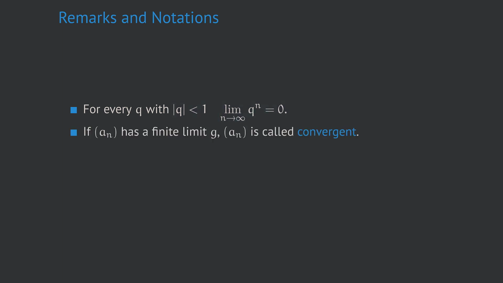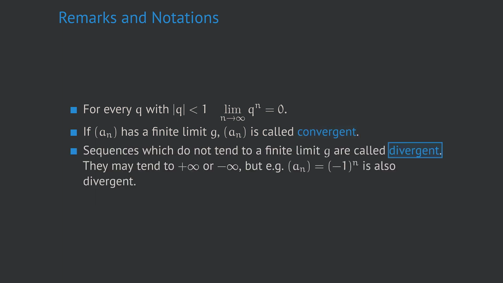Now let's do some definitions. If the sequence a_n has a finite limit g, finite means it's not minus or plus infinity, the sequence a_n is called convergent. So, a convergent sequence is a sequence which has a finite limit. Actually, according to our definition with intervals, limits are always finite, because it's quite hard to put an interval around plus or minus infinity. On the other hand, a sequence which doesn't tend to a finite limit g is called divergent.